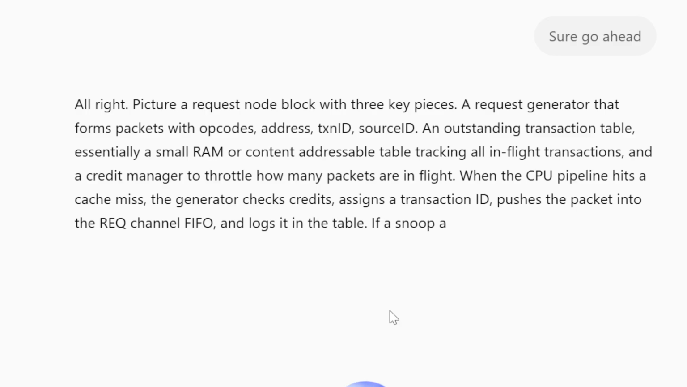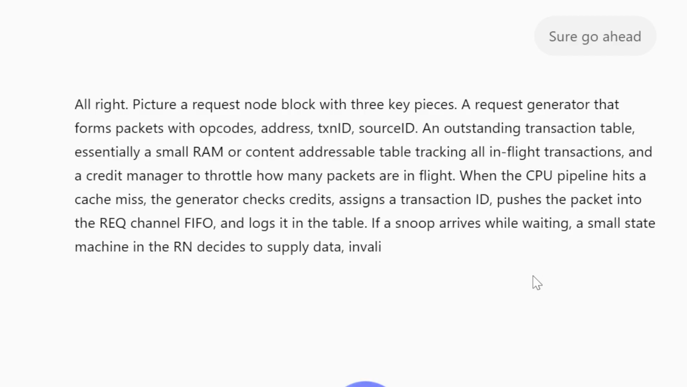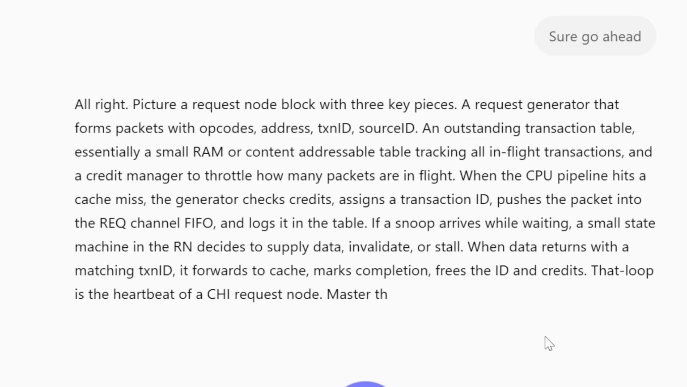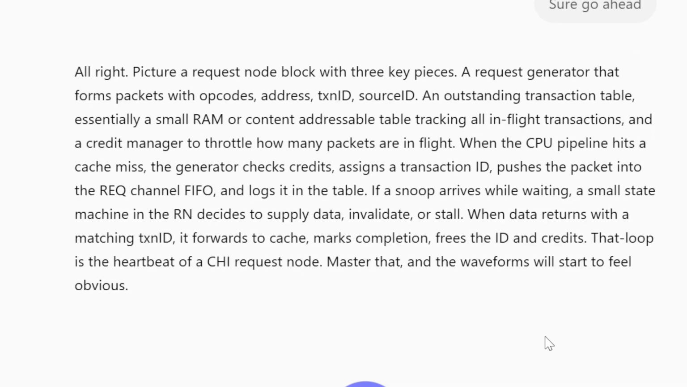If a snoop arrives while waiting, a small state machine in the RN decides to supply data, invalidate, or stall. When data returns with a matching TXN ID, it forwards to cache, marks completion, frees the ID, and credits. That loop is the heartbeat of a CHI request node. Master that, and the waveforms will start to feel obvious.